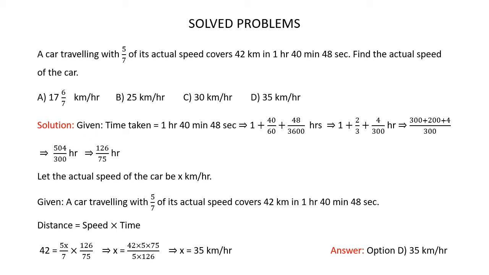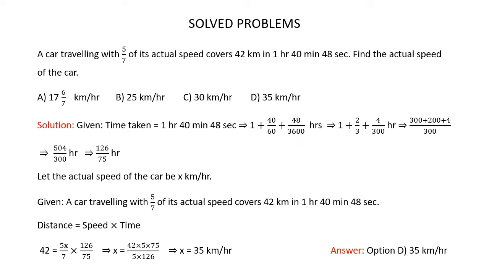Now it's given that time taken is 1 hour, 40 minutes, 48 seconds. Let's convert all this to hours. We know that 60 minutes is 1 hour, so 40 minutes is 40 divided by 60 hours. We know that 3600 seconds is 1 hour, so 48 seconds is 48 divided by 3600. So when we add all this, we get 1 plus 40 divided by 60 plus 48 divided by 3600 hours. When we solve this, we'll get time taken as 126 divided by 75 hours.